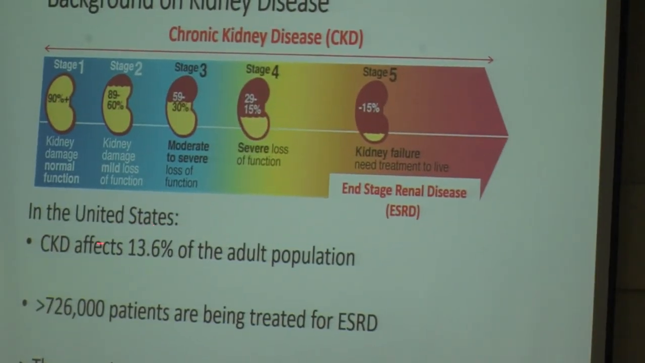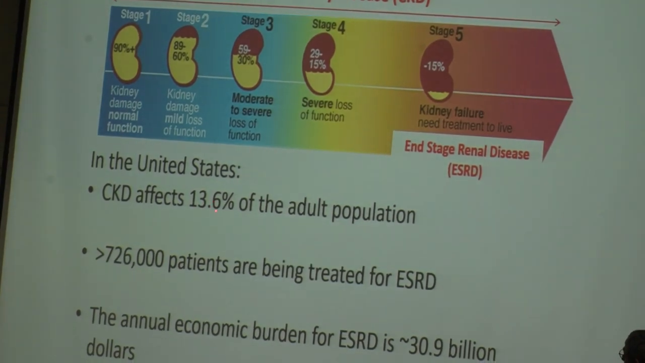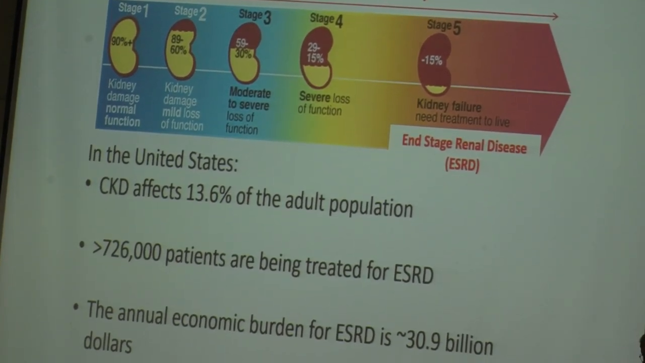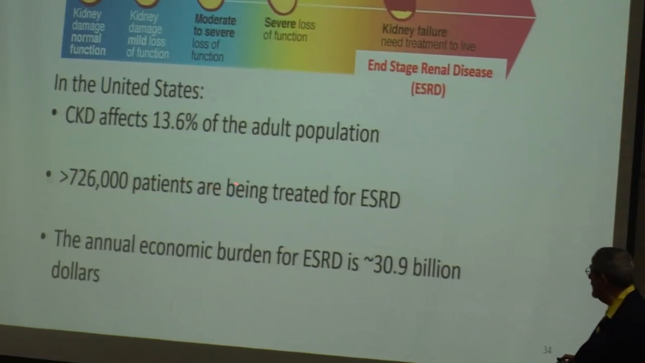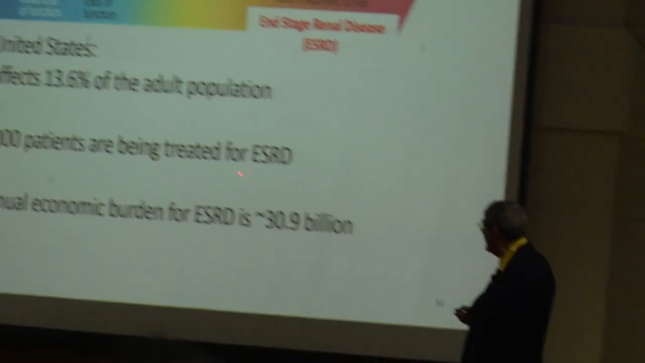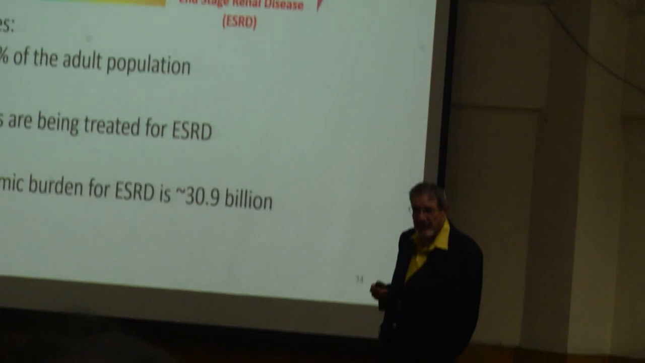This is kidney failure. Need treatment to live. The dialysis machine, okay? And this is what's called end-stage renal disease, or ESRD, okay? And in the United States, this kidney disease affects about 13.6% of the adult population. That's large. 726,000 patients are being treated at end stage. And the annual economic burden is about $30.9 billion. Okay? It's a big deal.